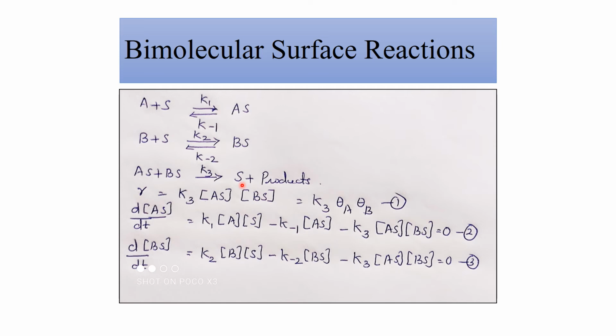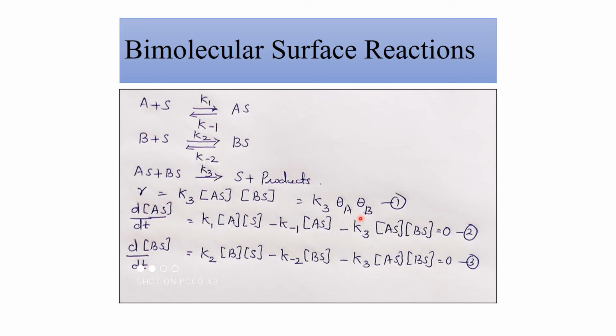The rate of the reaction is given by R equal to K3 into concentration of AS into concentration of BS. That is equal to K3 into theta A, theta B, where theta A and theta B are the fractions of the surface sites covered by A and B respectively.